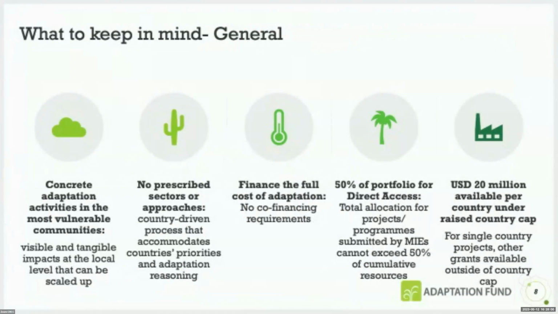Now the rules are not many. The project must be a concrete project on the ground. We don't have prescribed sectors or approaches, so there is complete freedom to propose anything. There is no co-financing. We finance the entire cost. And as I said, we have direct access and so on. The multilateral implementing agency, that's UN speak for UNDP, UNEP, basically UN agencies, cannot be more than 50% of resources in a particular project. And we have a cap of 20 million per country that has not been reached by most countries. Only a handful of countries have actually reached that limit.